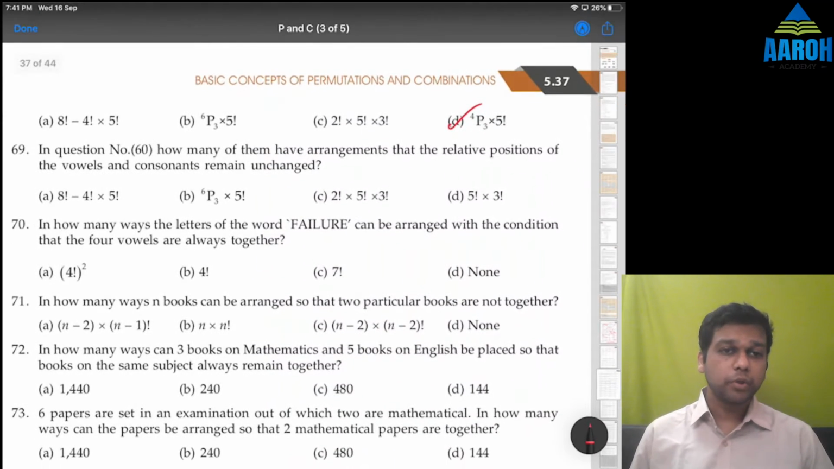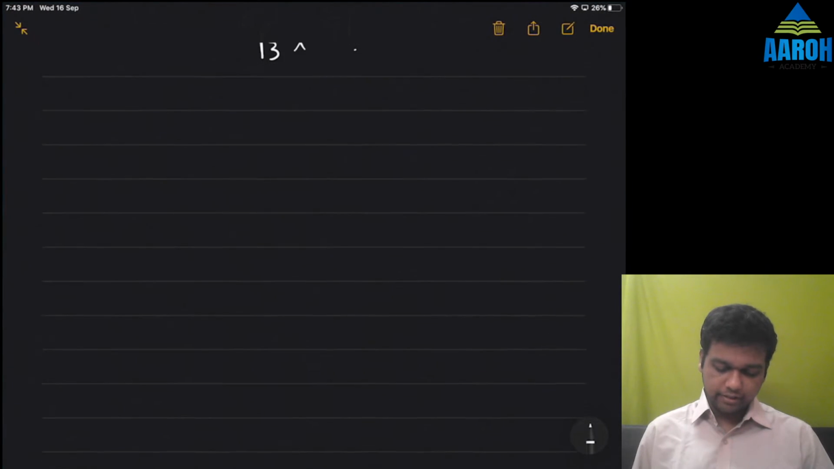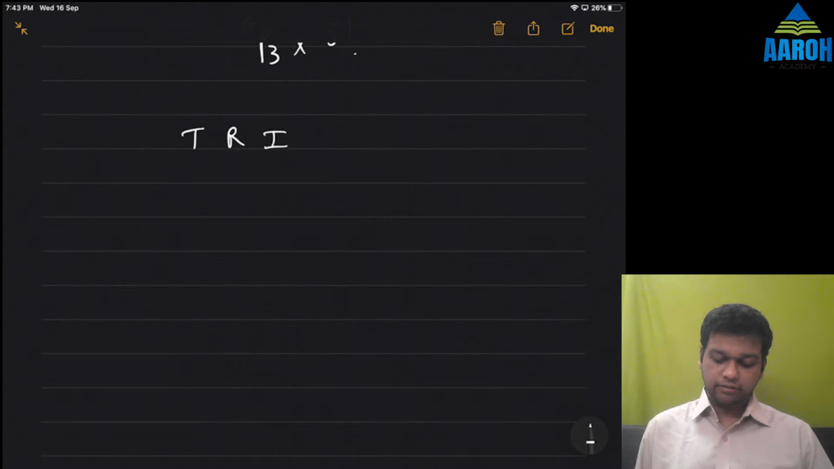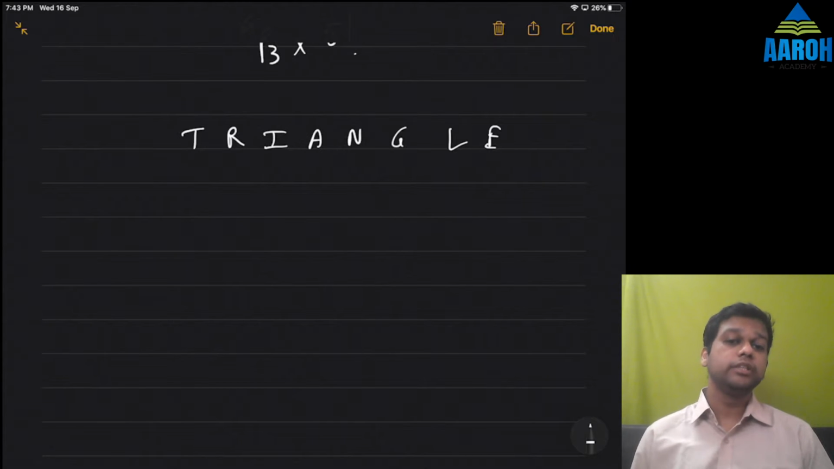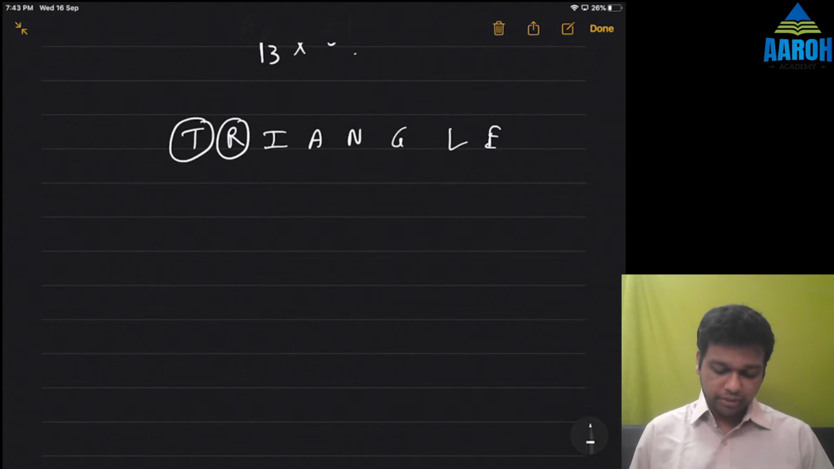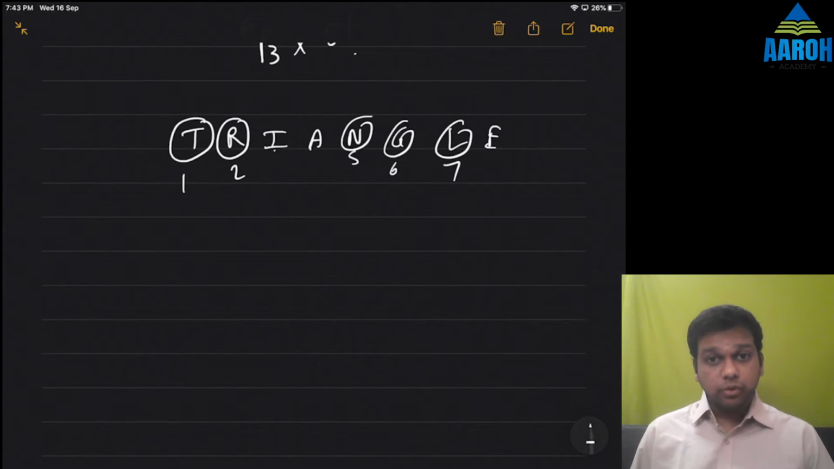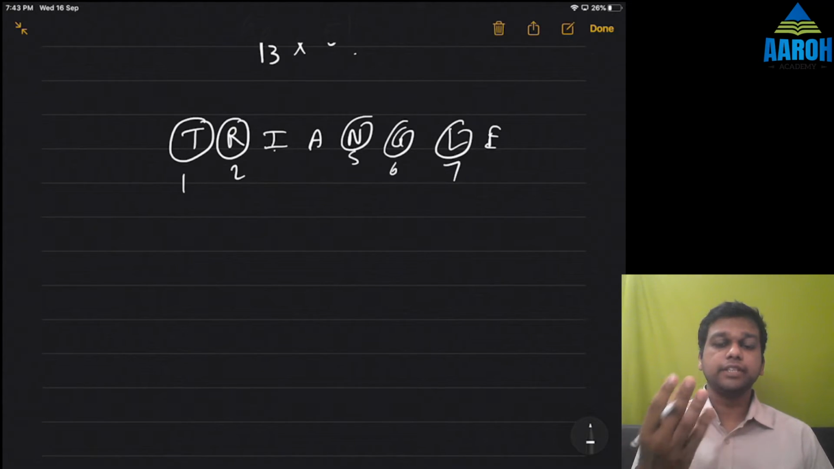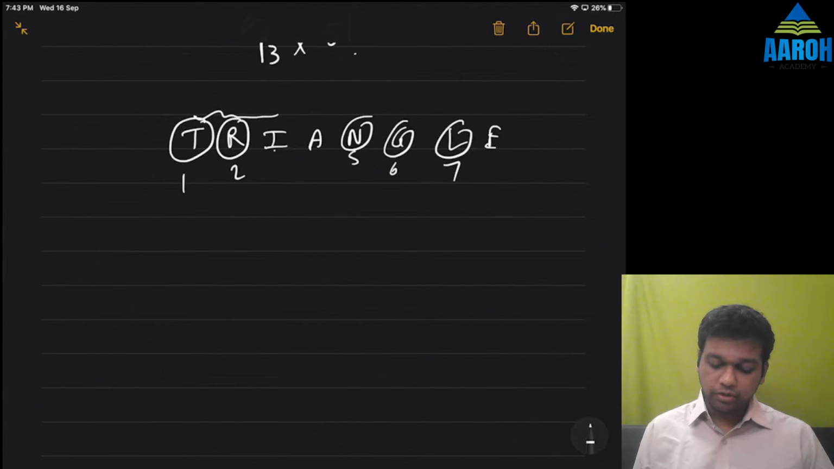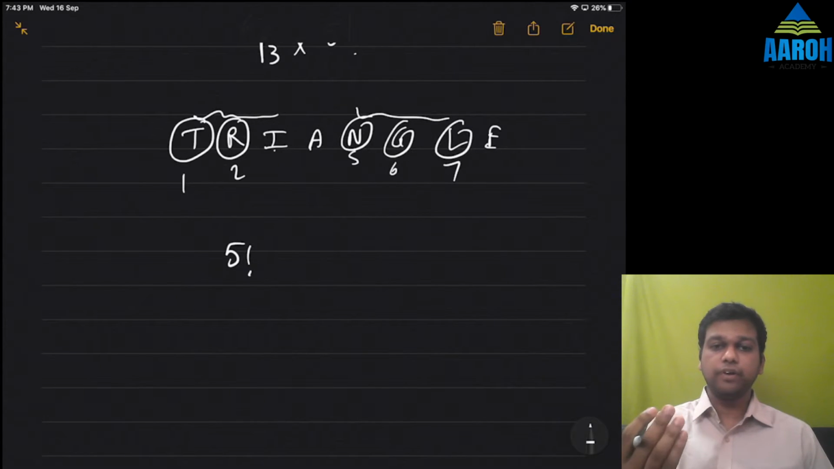69. Now this you have to understand carefully. How many of them have arrangements that relative positions of vowels and consonants remain unchanged? Okay, what this means is, understand. So we have this word triangle. Relative position of vowels and consonants remain unchanged means, see, vowels are at these places first, consonants are at these places, first, second, third, fourth, fifth, sixth and seventh. So relative position remains unchanged means consonants still have to be at those places only, 1, 2, 5, 6, 7. So can I say to shift consonants among themselves we have 5 factorial ways, 1, 2, 5, 6, 7.